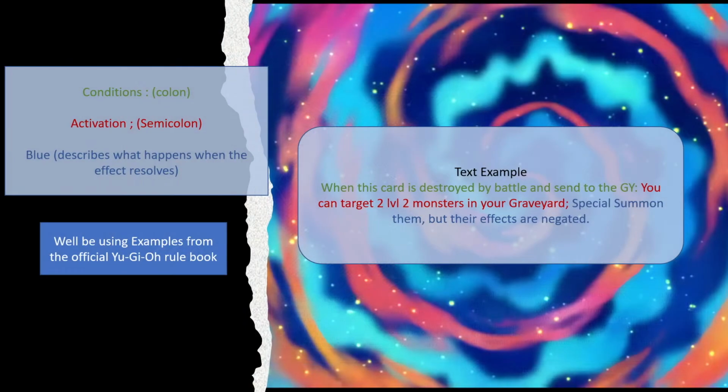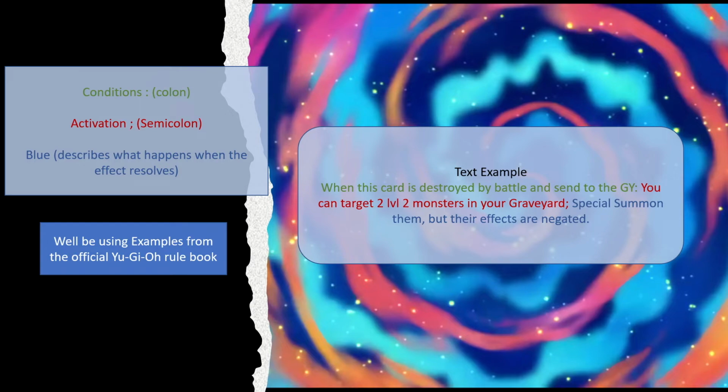So, in this episode, we'll be looking at the difference between a condition, an activation, and what actually happens afterwards when this resolves. These are examples taken out of the official Yu-Gi-Oh! Rulebook. As here you can see, there is a text example. I'll be highlighting them in different colors. Colons will always be written in green, semicolons are always written in red, and what happens when the effect resolves is in blue.